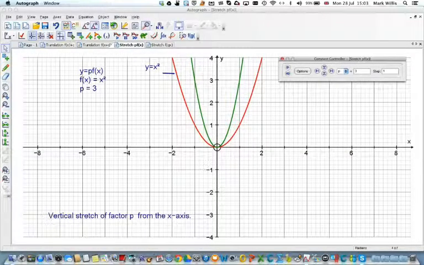Okay, so what the p stands for is a vertical stretch from the x-axis. It's like pulling the whole graph up away from the x-axis.